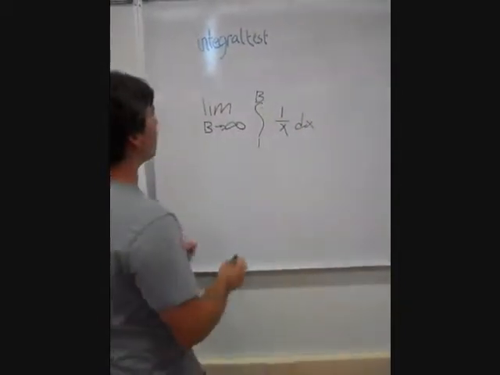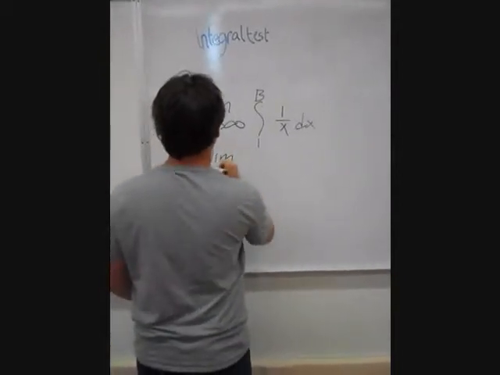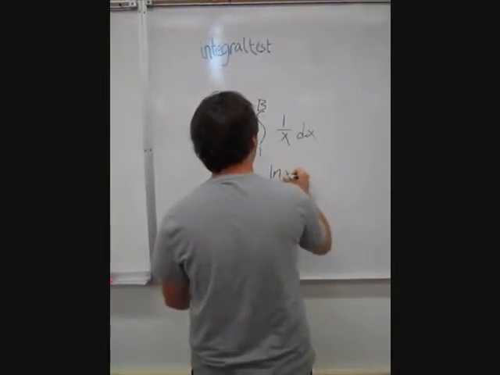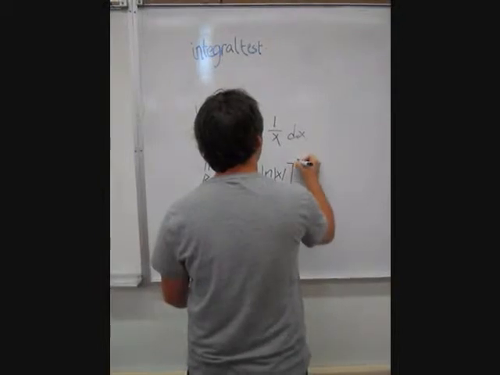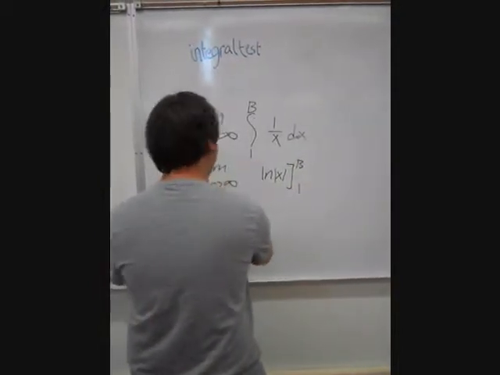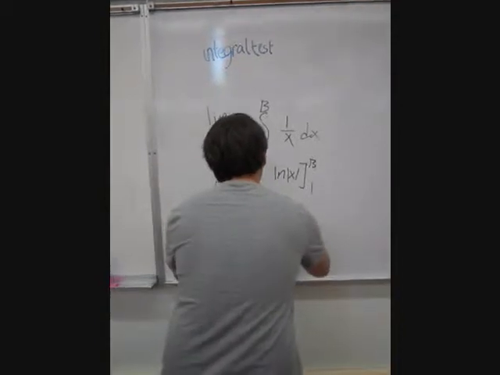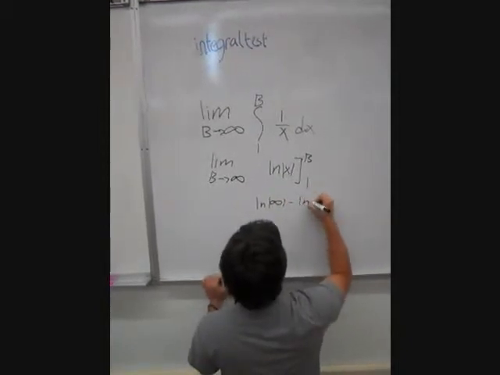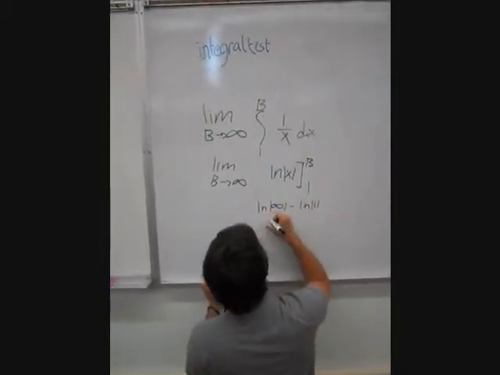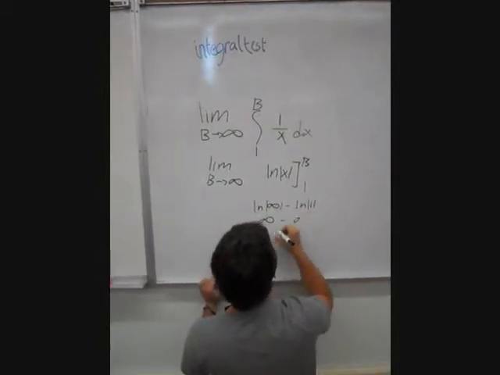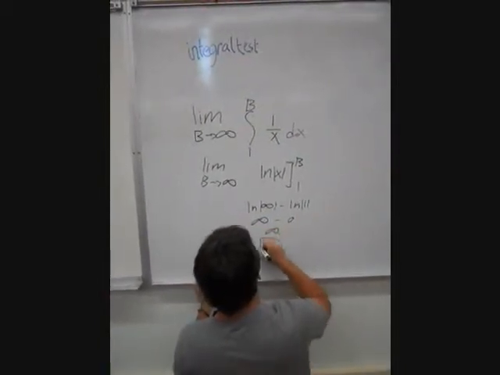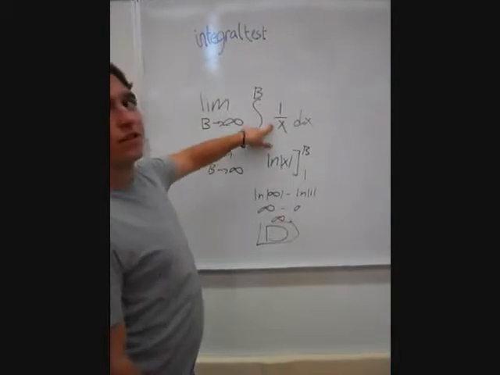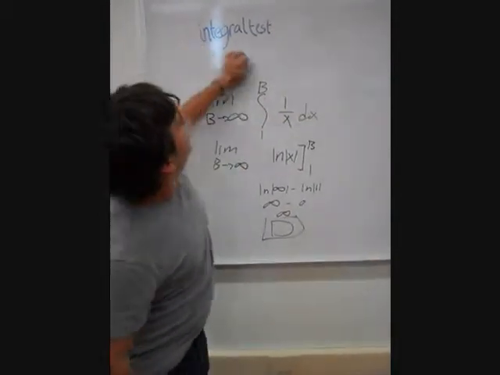And the integral of 1 over x happens to be the natural log of the absolute value of x, from 1 to b. Then, plug in infinity for that, so we have natural log of infinity minus the natural log of 1, which is infinity minus 0, which is infinity, which diverges. So that means that the series 1 over x diverges due to the integral test.